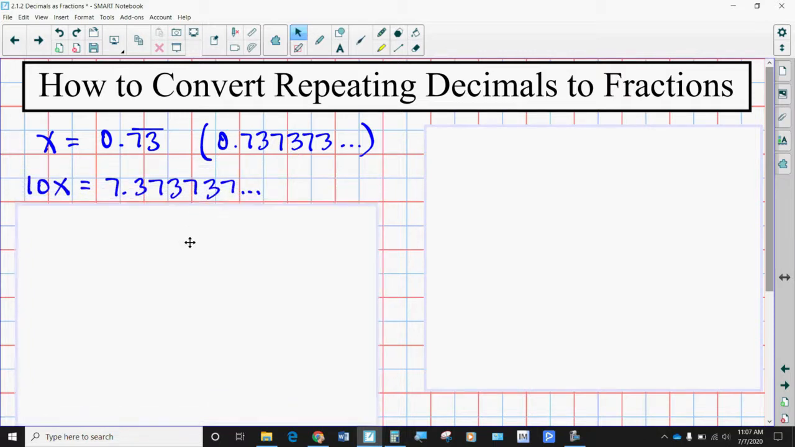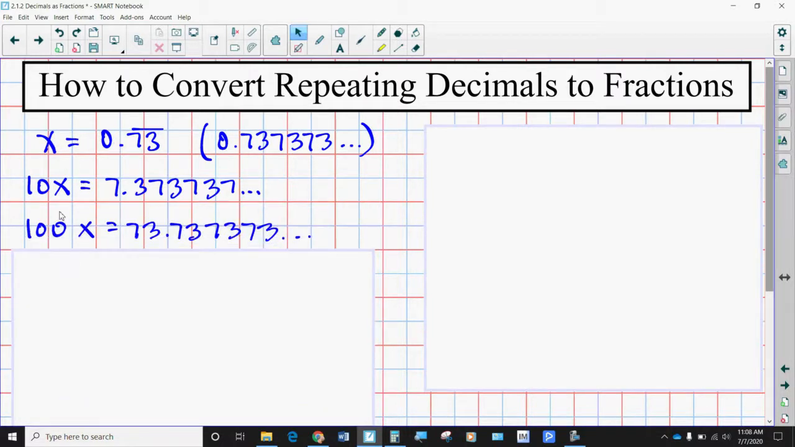So if 1x is equal to 0.73 repeated, then 10x would be multiplying this times 10, right? So that becomes 7.373737. Now notice that it's 37 repeating as our decimal. Well, what if I multiply x times 100? Wouldn't that be now 100x? And since 100 has 2 zeros, that means you would move the decimal 2 places to the right, so it becomes 73.737373 repeated.